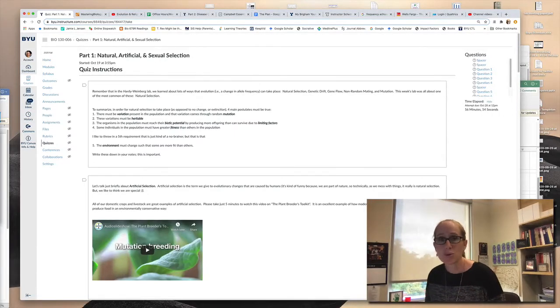Okay, so let's go through this activity on natural, artificial, and sexual selection. What should you get from this? So in your lab, you talked about natural selection. You did the little dots, right? And what are the postulates that have to be in place for natural selection to take place?